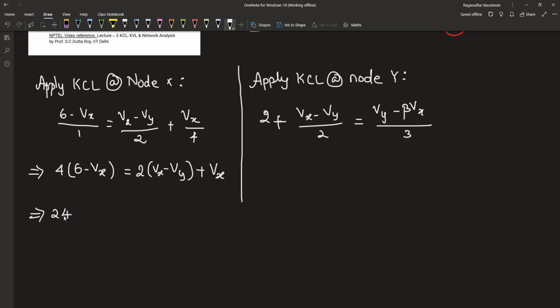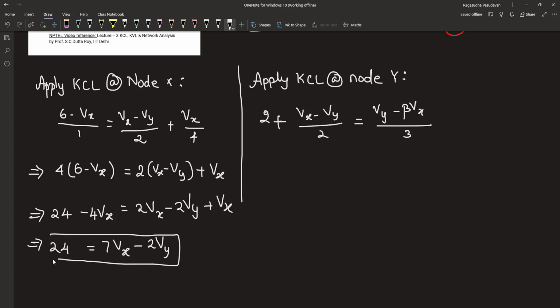So this implies 24 minus 4Vx is equal to 2Vx minus 2Vy plus Vx. So this implies 24 is equal to 4 plus 2 is 6, 6 plus 1 is 7, 7Vx minus 2Vy. So this is the nodal equation for the node X.